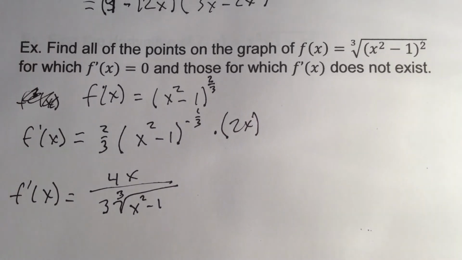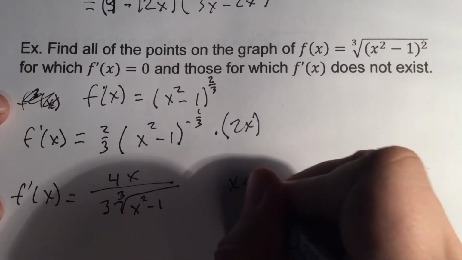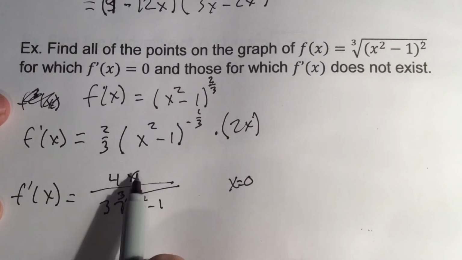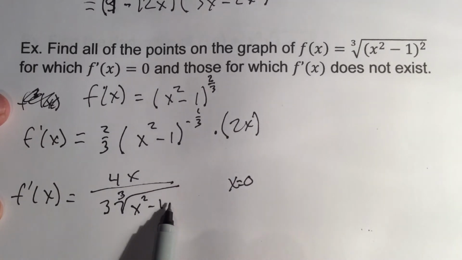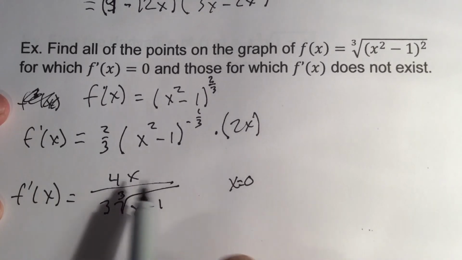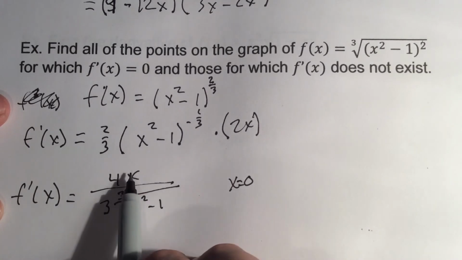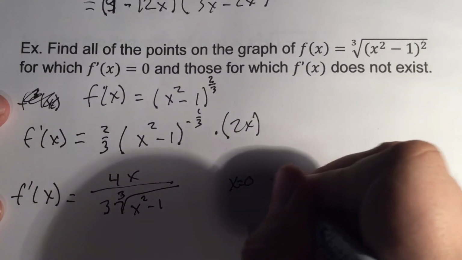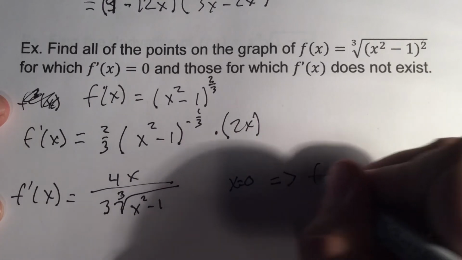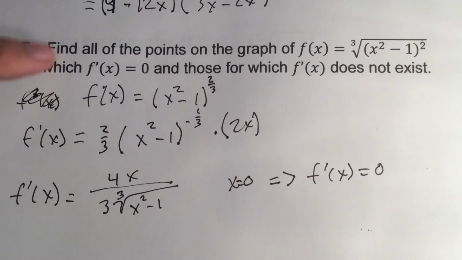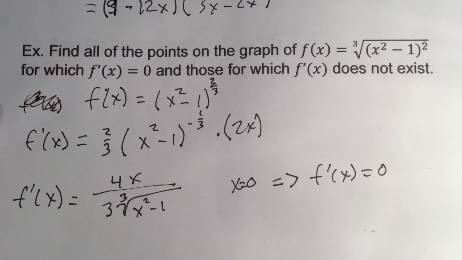So where do we have to restrict this? Well, if x is 0, we have 0 on top, since 4 times 0 is 0. The bottom is 0 squared minus 1. We're going to have something on the bottom, but the top will be 0. On a fraction, as long as the top is 0, that will make f prime be 0. So when x equals 0, f prime of x equals 0. That's answering the first question: where will this be 0?